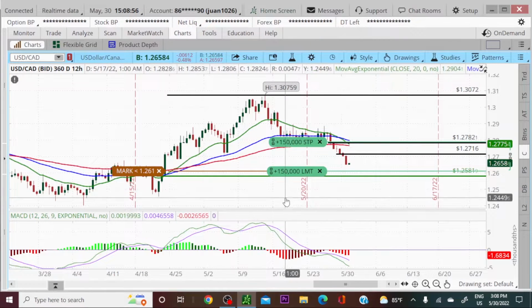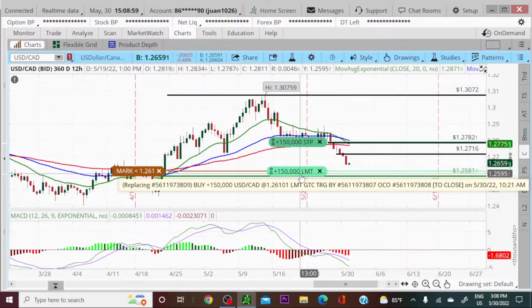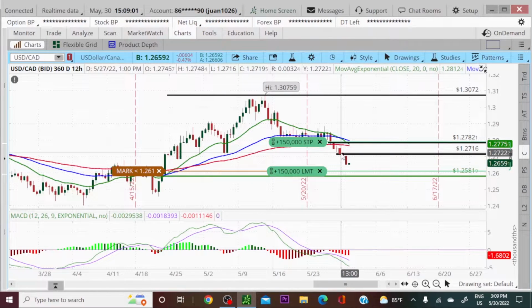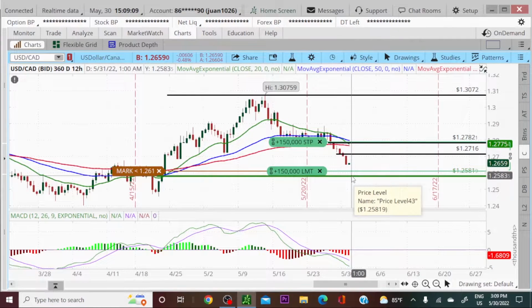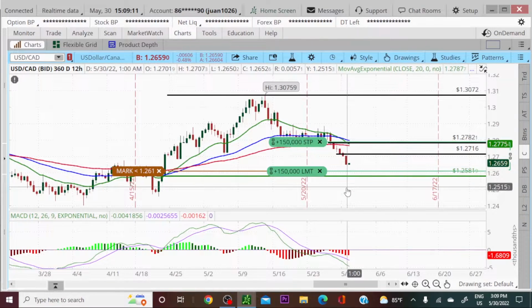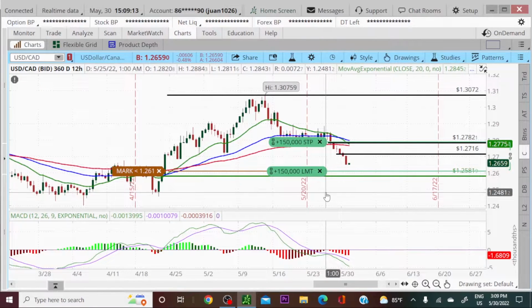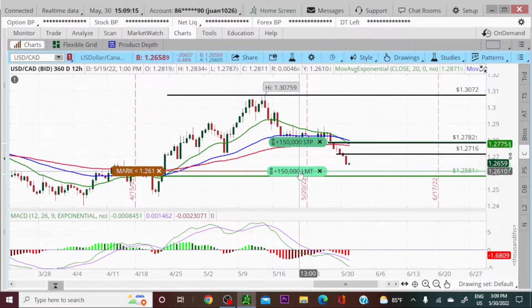All right, I raised up the target a little bit because from here to my green line, it's more than 100 pips, like 118 or 130, something like that. But as you know, I only take 100 pips. So from here to here, that's 100 pips. I'm waiting for that move right here.